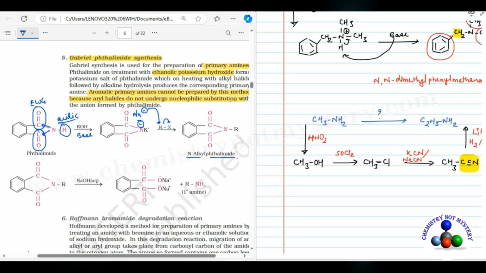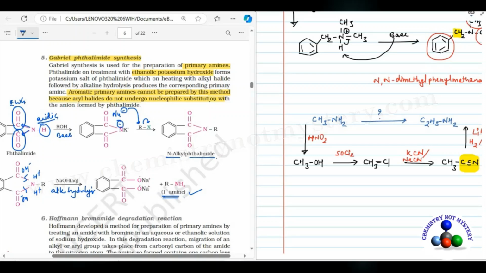Now the formed N-alkyl phthalimide undergoes alkaline hydrolysis. On hydrolysis, these two bonds will break and nitrogen will get H plus ions and carbonyl carbon will get OH negative ions. But due to the presence of a strong base, this cannot exist as a carboxylic group. It converts into sodium salt of carboxylate. So this is the byproduct of the reaction, and here you will get the primary amine as the main product of this reaction.